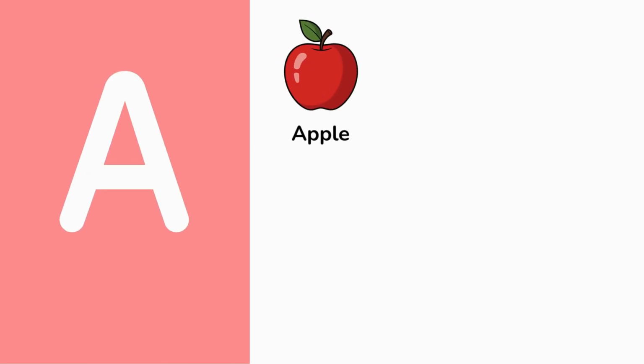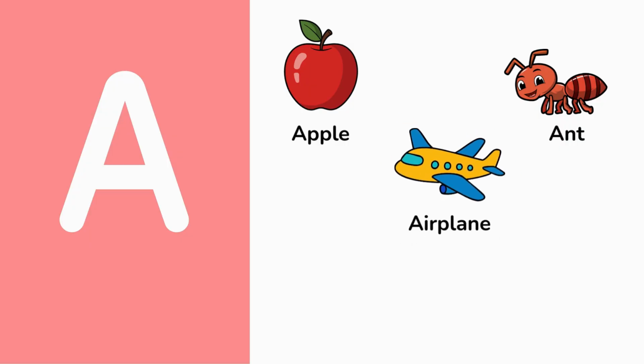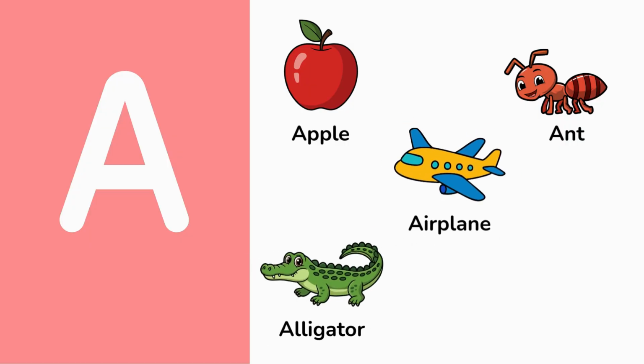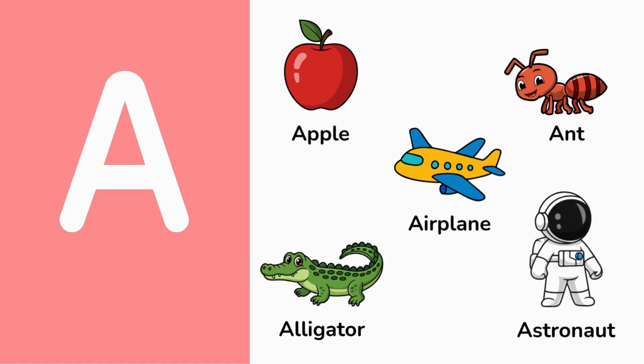Letter A. This is letter A. Can you say A? A. A is for apple. A is for ant. A is for airplane. A is for alligator. A is for astronaut.